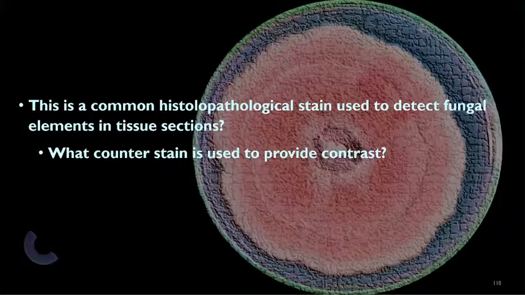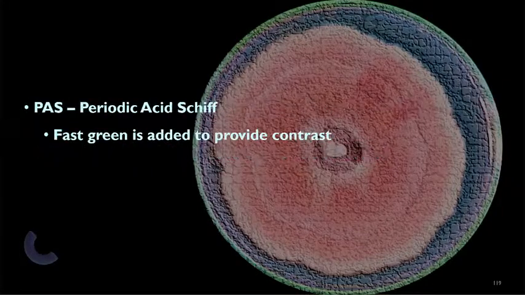This is known as periodic acid-Schiff or PAS. It's a fast green. Fast green is used to add or provide contrast in the stain. Okay? Not really important in this discussion, unless of course you want to correlate it with these two pathologic techniques, and that's the time you can delve deep into this one.